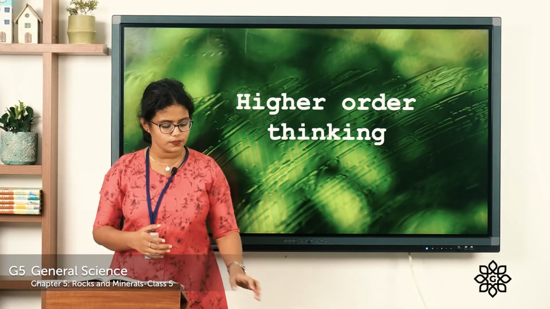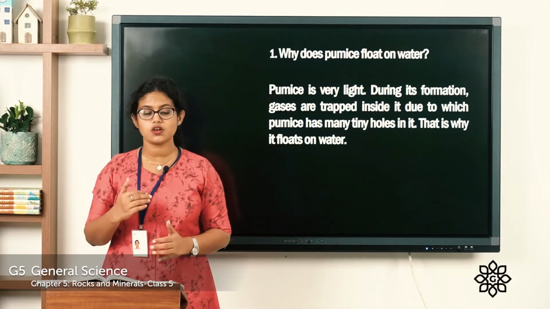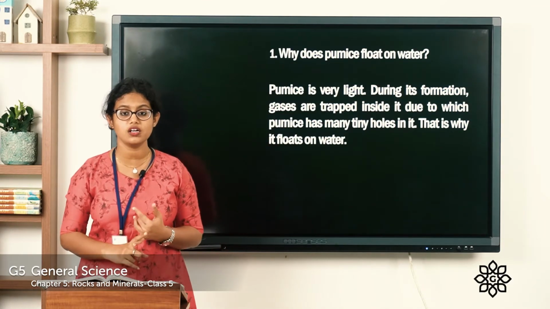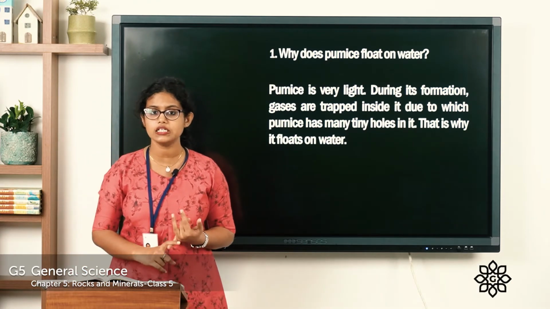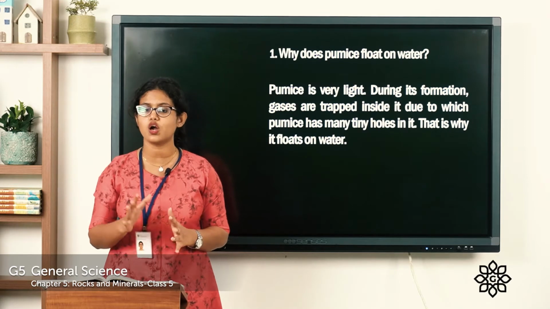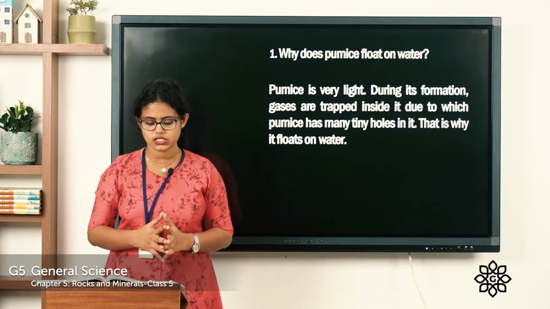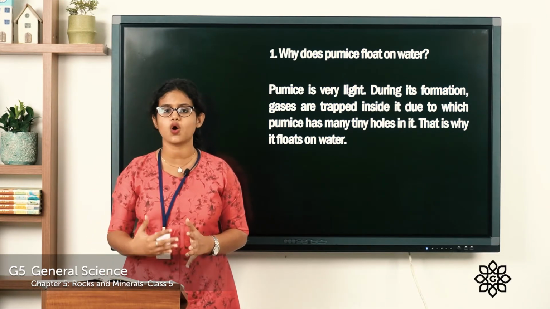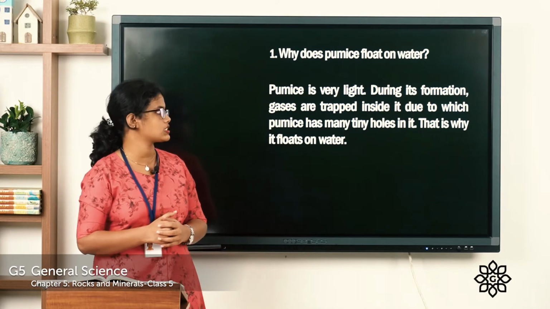So the first one, why does pumice float on water? We learned that pumice is an igneous rock, and we learned that it is a very light rock and it floats on water. So the question here is, why does pumice float on water? Let's see the answer.